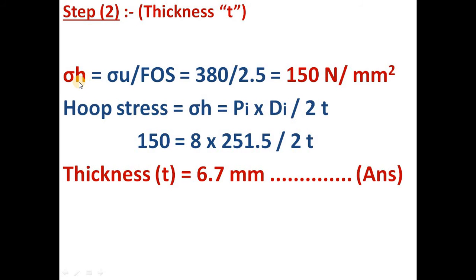We know sigma H for hoop stress. Hoop stress is nothing but the permissible stress, how much stress can be withstood by the cylinder material. Ultimate stress is given, then the factor of safety gives 380 divided by 2.5, 150 Newton per mm square. This material is capable of withstanding this much stress.